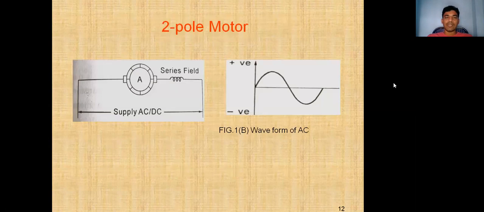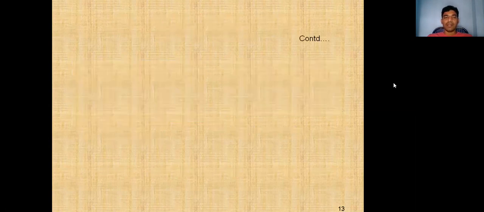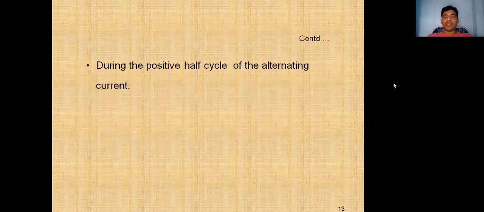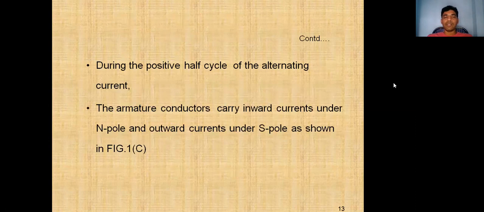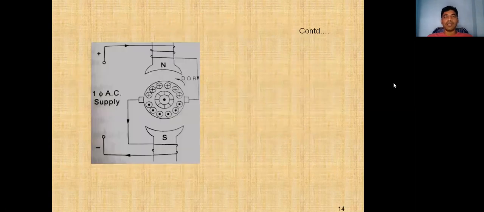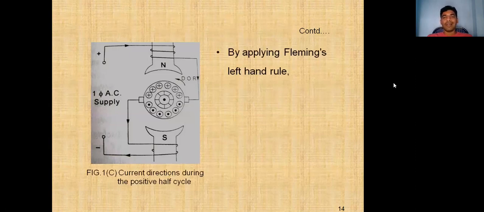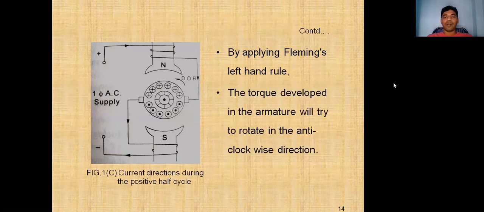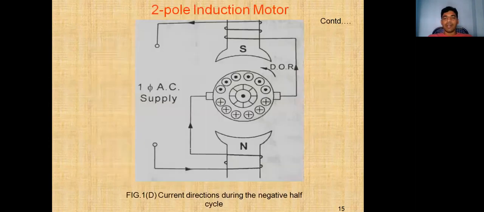This is the AC series motor. During the positive half cycle of the alternating current, the armature conductors carry inward currents under the north pole and outward currents under the south pole. By applying Fleming's left-hand rule, the torque developed in the armature will try to rotate it in the anti-clockwise direction.